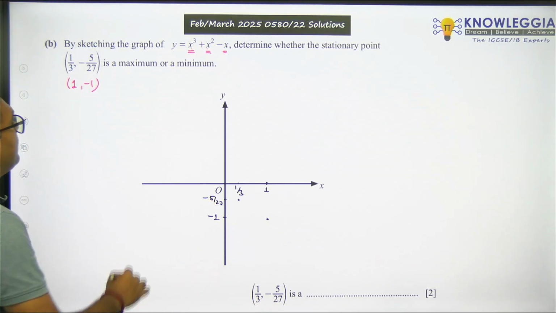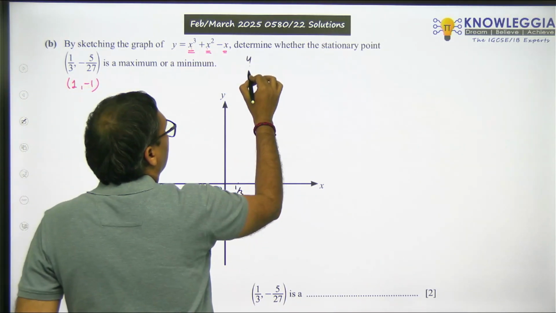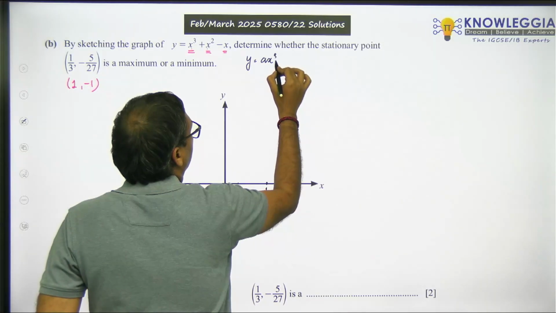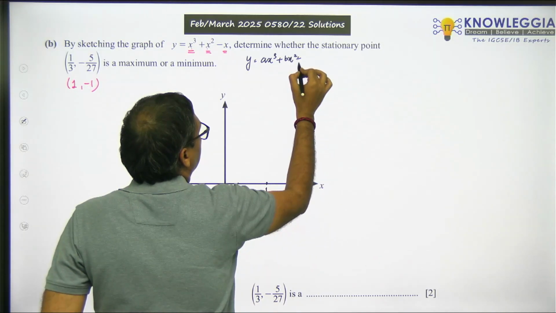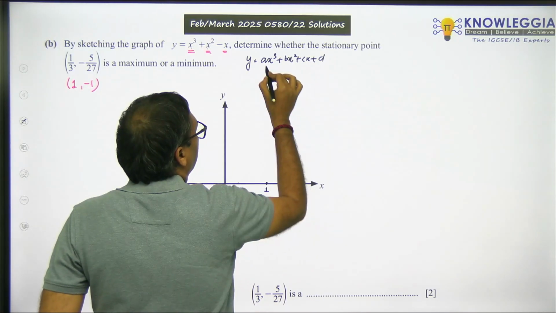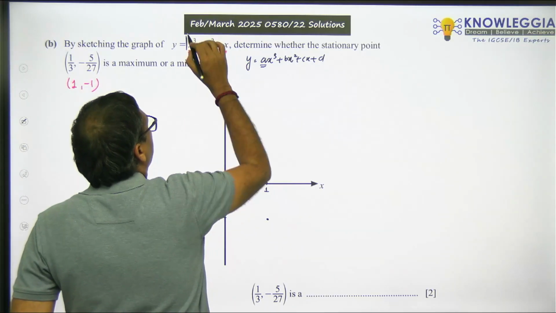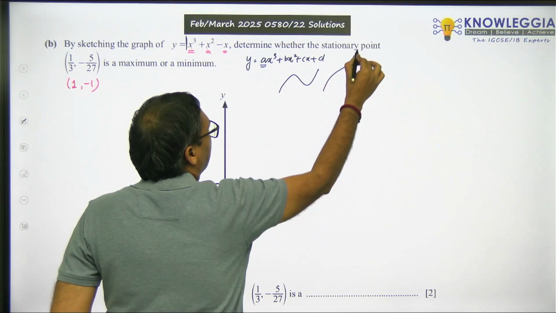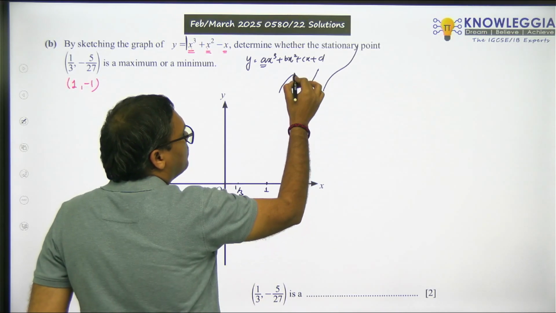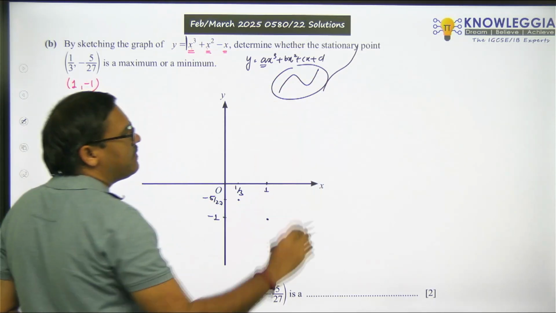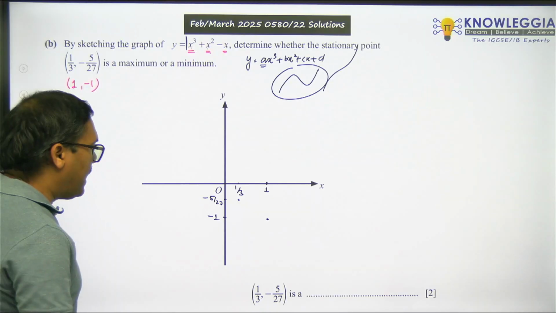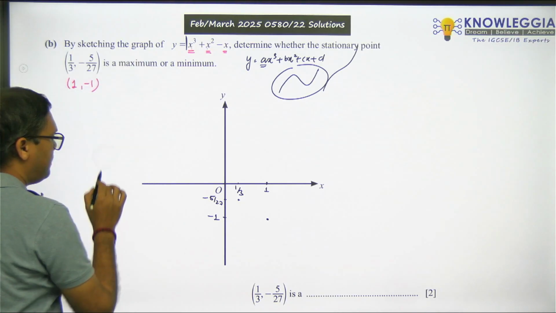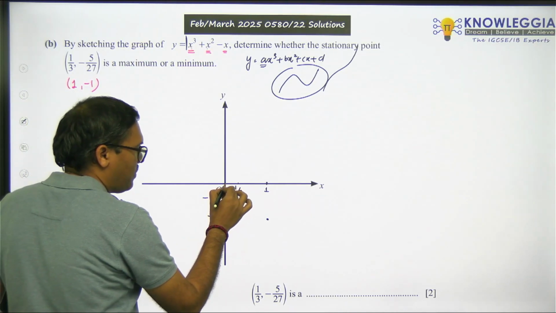And we know that when a is positive, if you have y equal to ax cube plus bx square plus cx plus d, a cubic, when a is positive, here you can see this is 1, that is positive, the graph is like this, or the graph is like this. Here there are 2 turning points, so the graph will come from here, like this, passing through 0, 0.